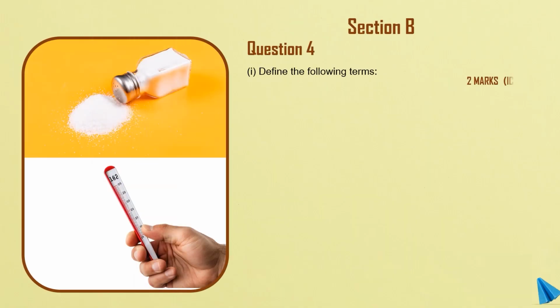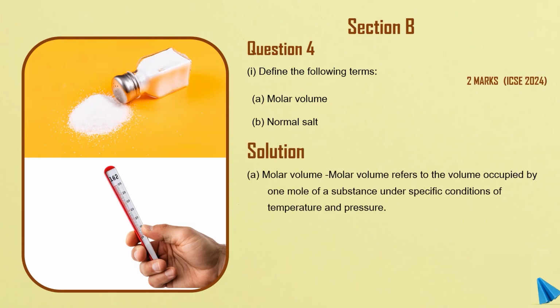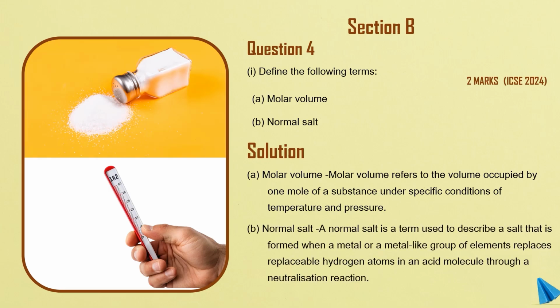Let's have a look at the new question now. It says define the following terms. First is molar volume, second is normal salt. Molar volume refers to the volume occupied by 1 mole of a substance under specific conditions of temperature and pressure. What is a normal salt? A normal salt is a salt that is formed when a metal or a metal-like group of elements replaces replaceable hydrogen atoms in an acid molecule through a neutralization reaction.